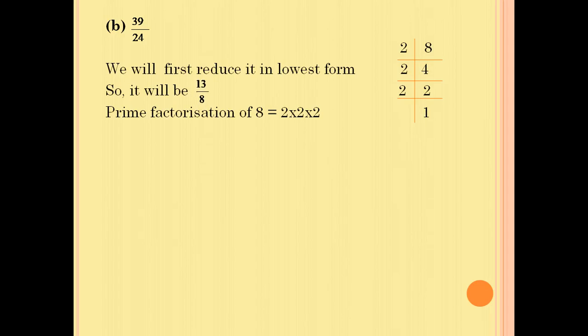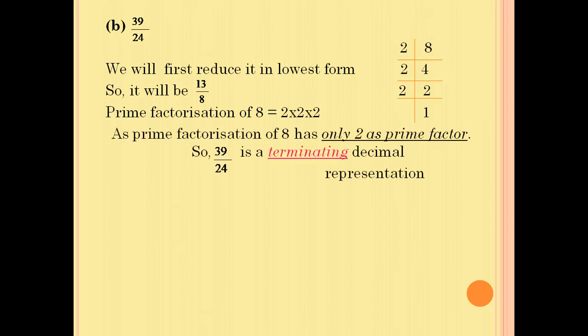In the second part, my number is 39 upon 24. The first rule was that you will check whether your number is in reduced form or not. It is not in reduced form, so you will convert it into reduced form, and after converting it, you will find the prime factors of the denominator. On converting it into reduced form, my number comes out to be 13 upon 8. So now I will find the prime factors of 8, which comes out to be 2 into 2 into 2. As I have only 2 as my prime factor, my rational number gives a terminating decimal representation.